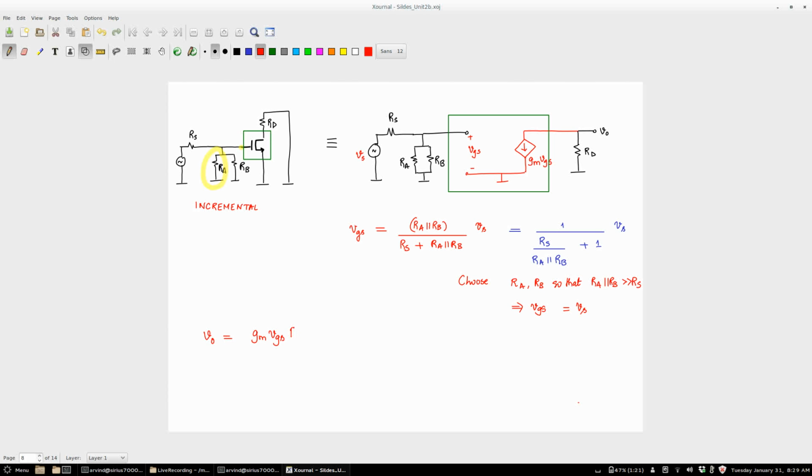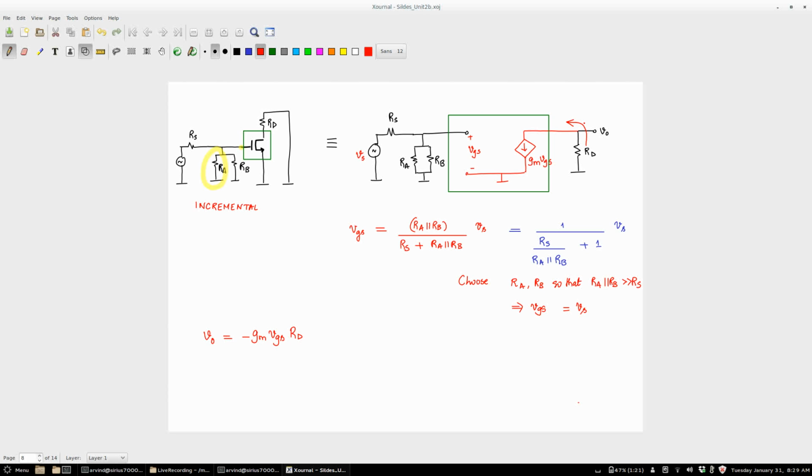And now, what about my output? What would V out be?